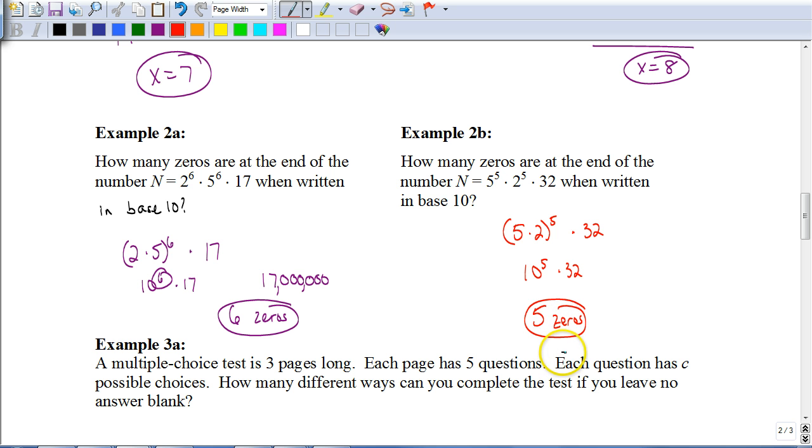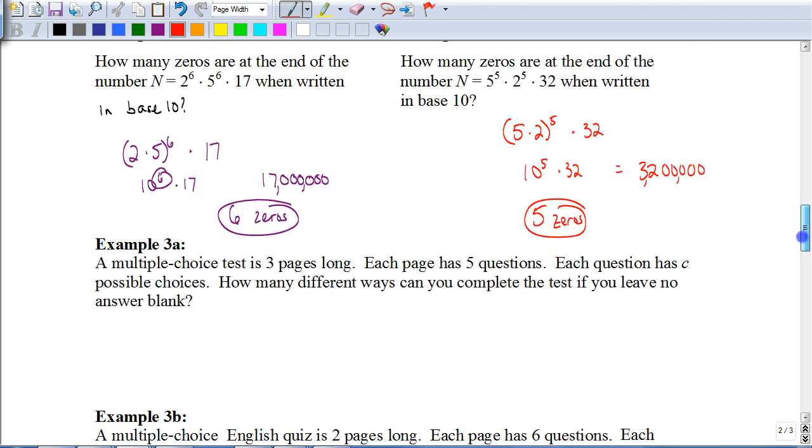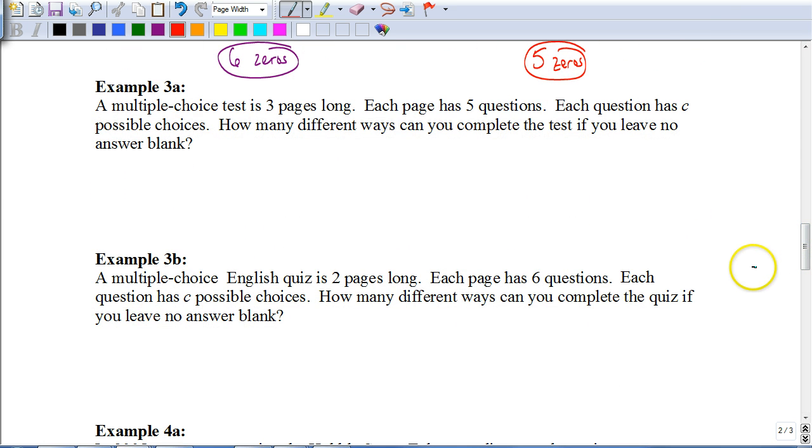This 10 to the fifth would be a 1 followed by 5 zeros times 32 would end up being 3,200,000. So we've got a couple of other examples. Let's look at this one.